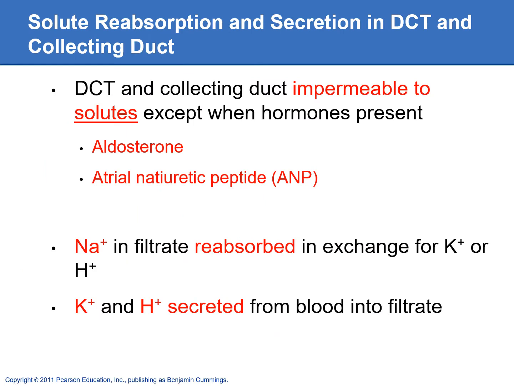So remember that the distal convoluted tubule and collecting duct are not permeable to water or solutes unless hormones are around. So ADH we just talked about, that's going to control the permeability to water. And then permeability to solutes are going to be controlled by two other hormones, aldosterone and atrial natriuretic peptide, or ANP.